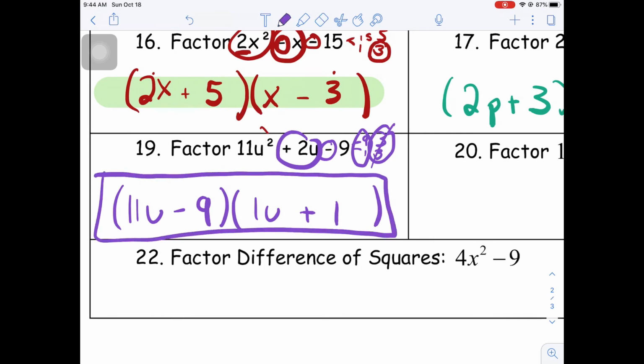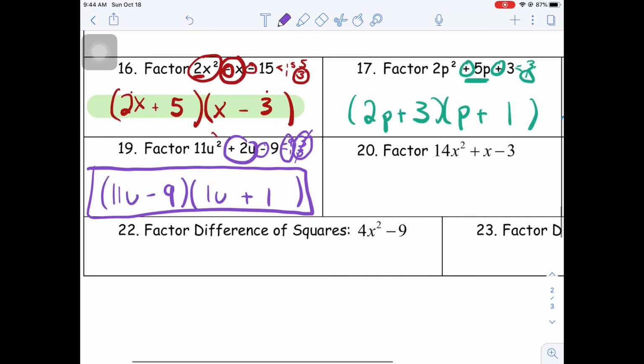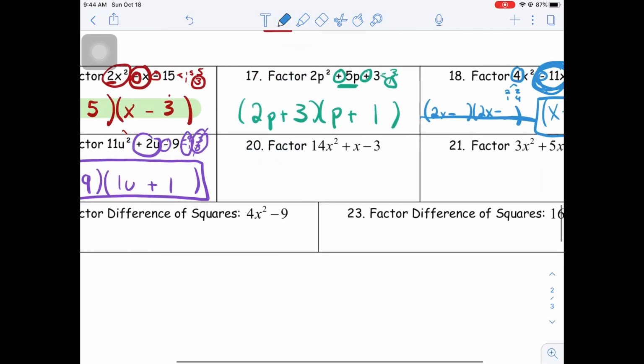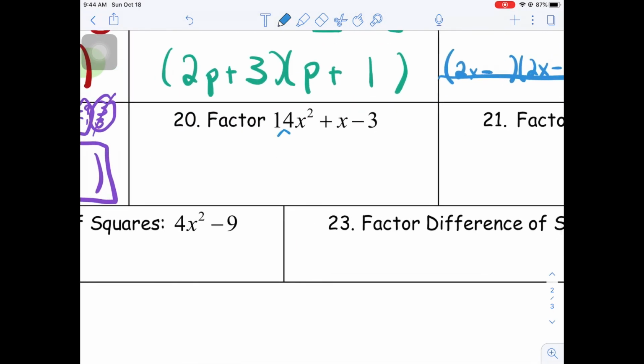And as you do more of these, guys, you're going to notice things get easier because you're just going to start picking better numbers to factor, okay? 14, yay, right? Not prime. 1 and 14, 2 and 7. I like starting with 2 and 7, smaller numbers to multiply together. So let's go 2x, 7x, and then we have negative 3.